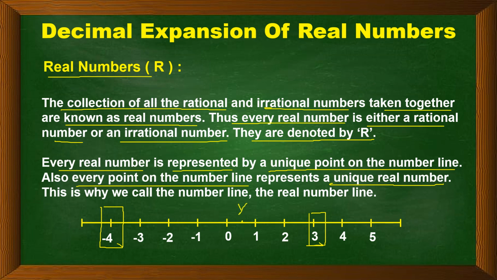What is it? It is half, right? So this is a real number. Yes, it is represented by a point on the number line. So every point on the number line also represents a unique real number. That's why we call such a number line the real number line, because all the real numbers can be represented by a unique point on the number line, right?